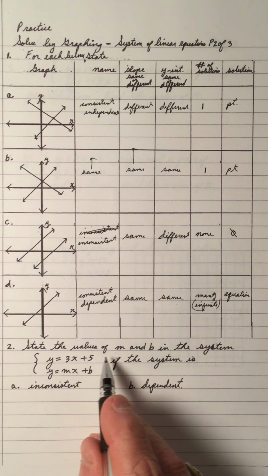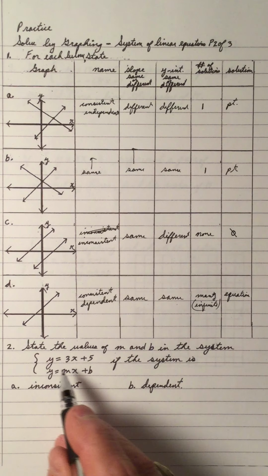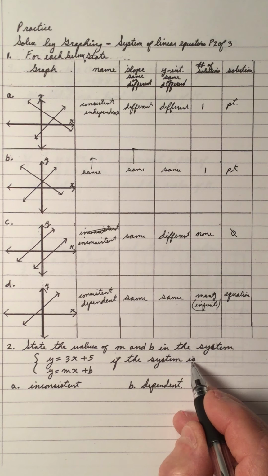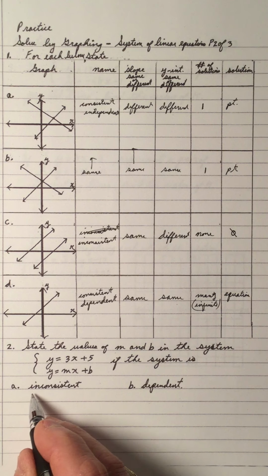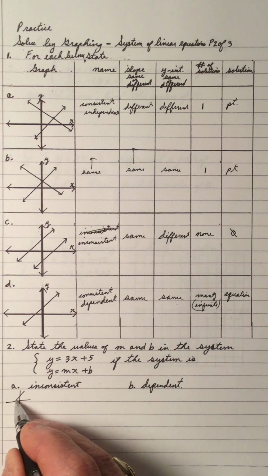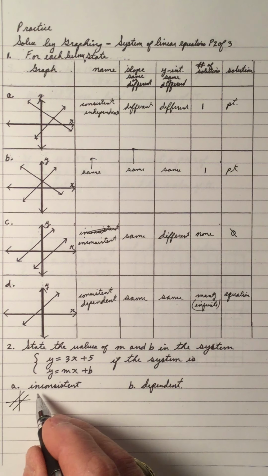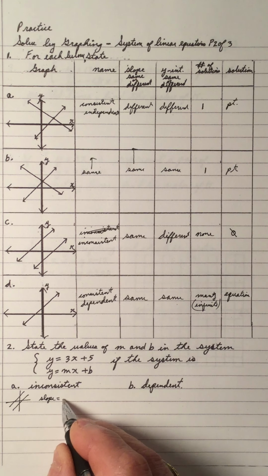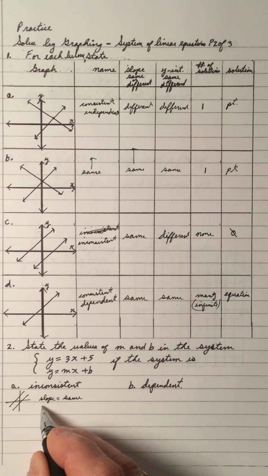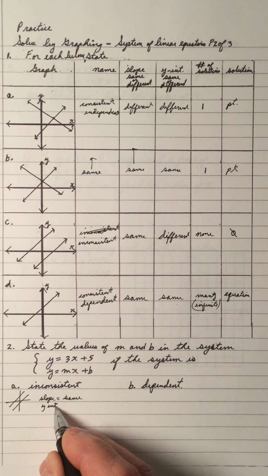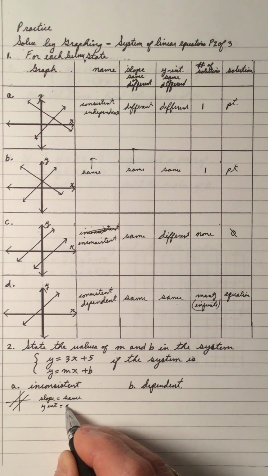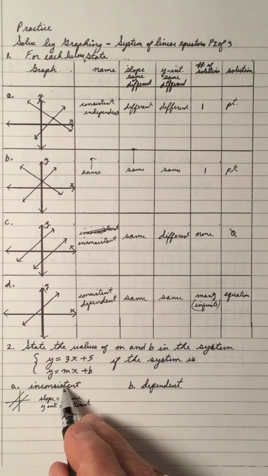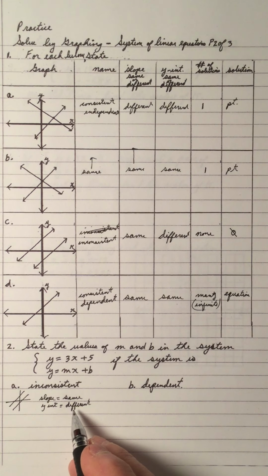Now, number 2, state the value of m and b in the system of y equals 3x plus 5 and y equals mx plus b if the system is inconsistent. Remember now, an inconsistent system is a pair of parallel lines. If you've got a pair of parallel lines, then the slopes are the same and the y-intercepts are different. Okay, keep that in mind. Inconsistent system, parallel lines, same slopes, different y-intercepts.